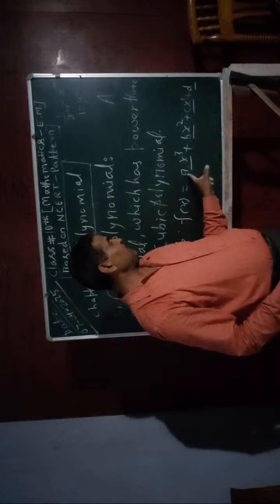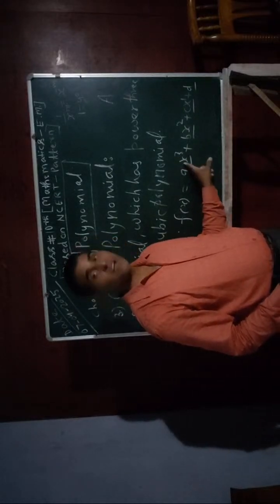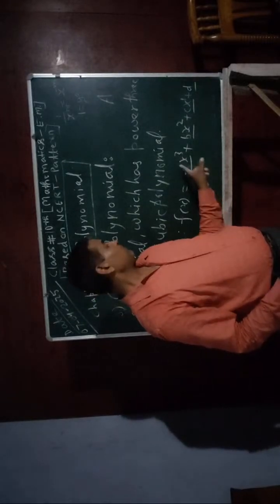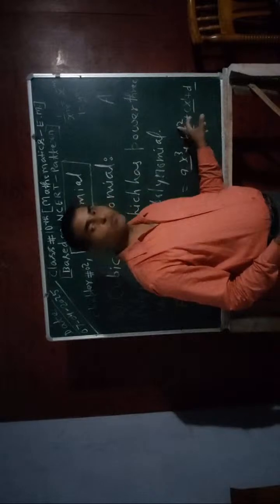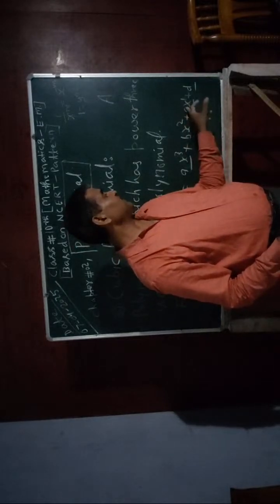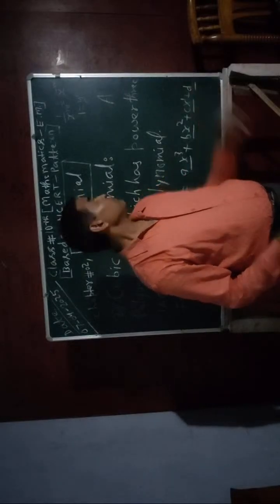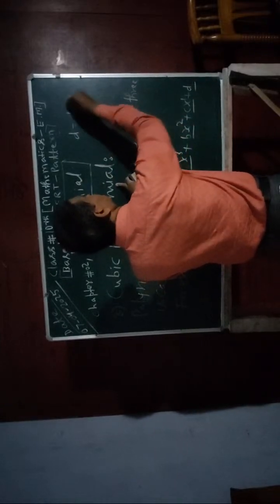Here this term is written a x^3. Here a is the coefficient of the variable x cube, means a is the coefficient of x cube. Here b is the coefficient of x square. Here c is the coefficient of x, and here d is the constant.